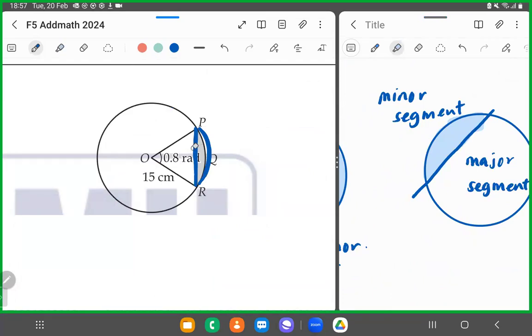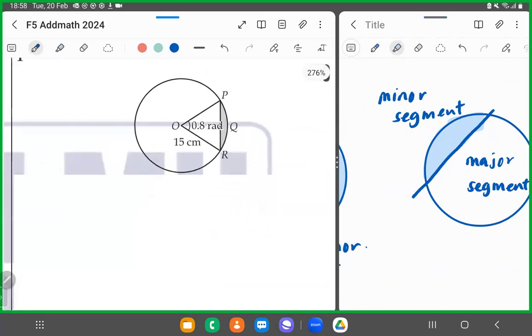Okay, so just now we learned already, this curve is actually the S, right? So for this one you use the formula S equals r theta. Okay, so perimeter you will need to have this one also. So how do you find the length of this straight line?